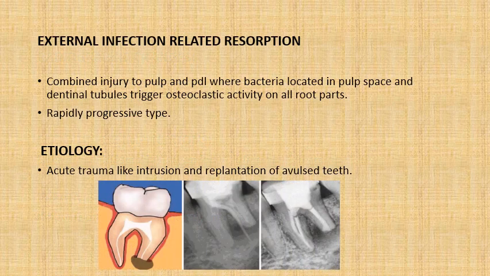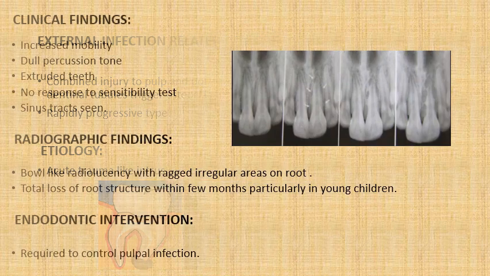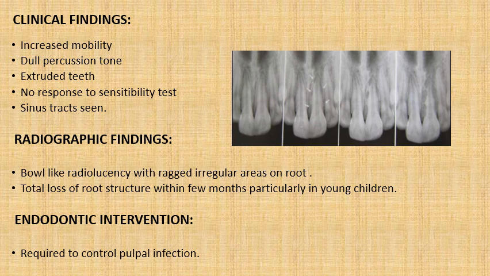Next is your infection, that is inflammatory type of resorption. This is the most aggressive and progressive type of resorption, wherein there is a trauma happening, like an intrusion or reimplantation process that has been done in case of an avulsion. So all these, if combined with injury to the pulp, and wherein there is so much infection and necrotic pulp is already there, then the resorption happens tremendously fast. So this is your inflammatory type of resorption.